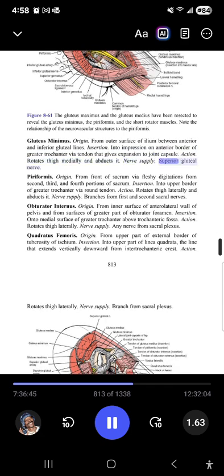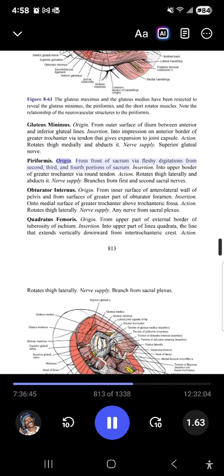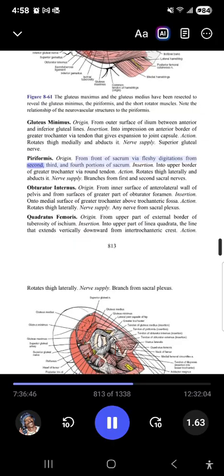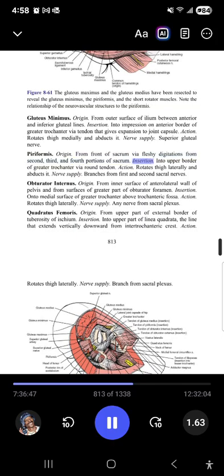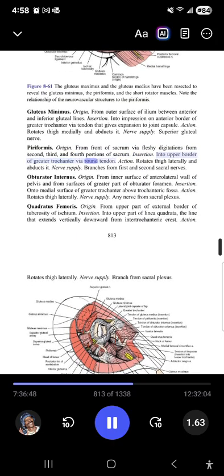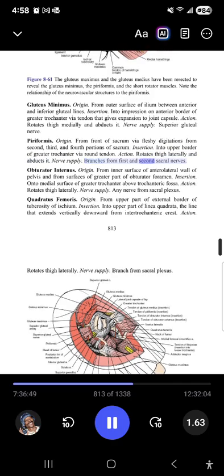Nerve supply: superior gluteal nerve. Piriformis, origin: from front of sacrum via fleshy digitations from second, third, and fourth portions of sacrum. Insertion: into upper border of greater trochanter, round tendon. Action: rotates thigh laterally and abducts it. Nerve supply: branches from first and second sacral nerves.